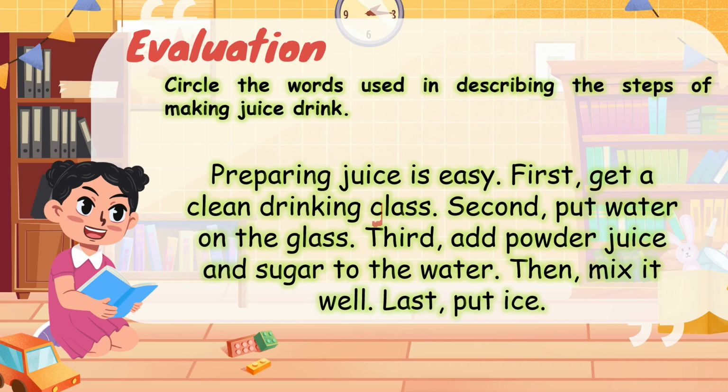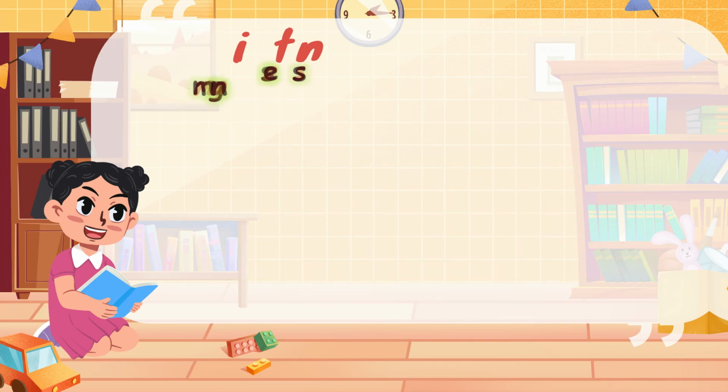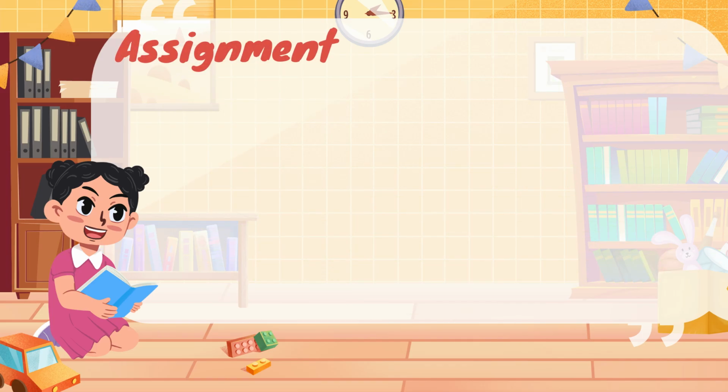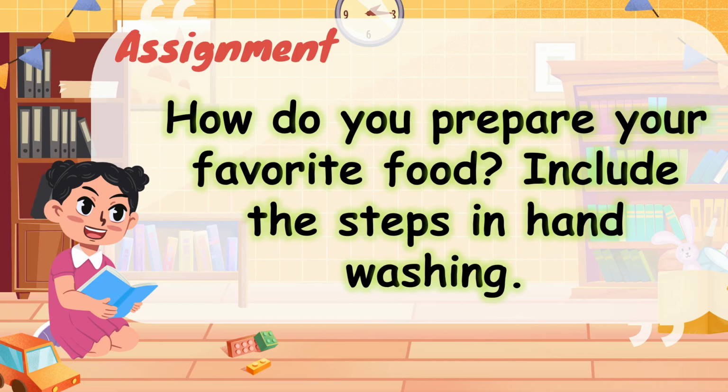So I want you to get your activity or worksheet number 1 in English. You have to answer worksheet 1. Okay, session 1. That's it. So for your homework, I want you to prepare the steps in preparing your favorite food. The procedural text on how to prepare your favorite food. Please use the words first, second, then, and last.